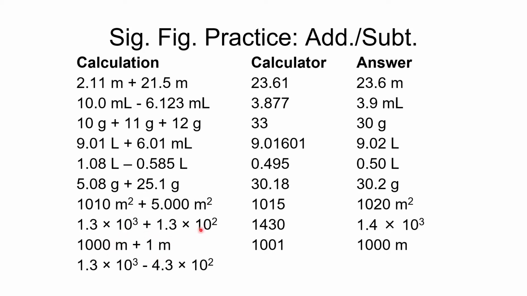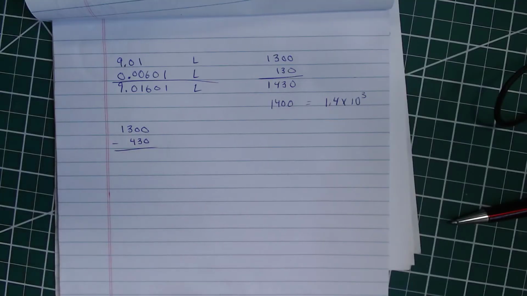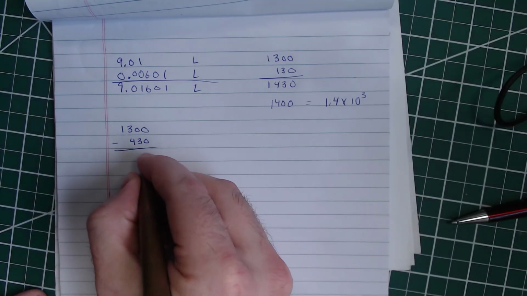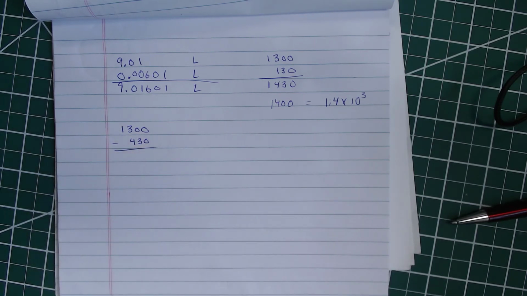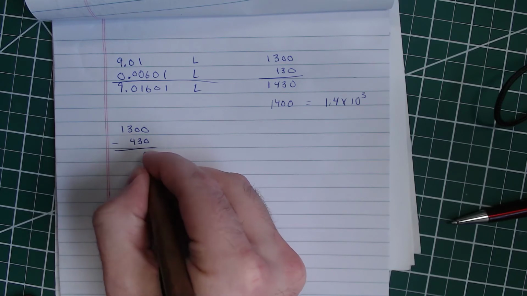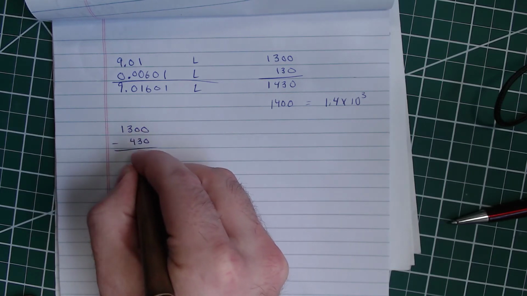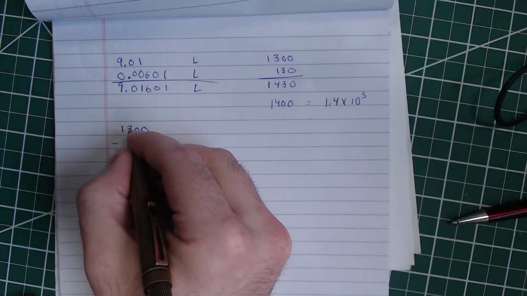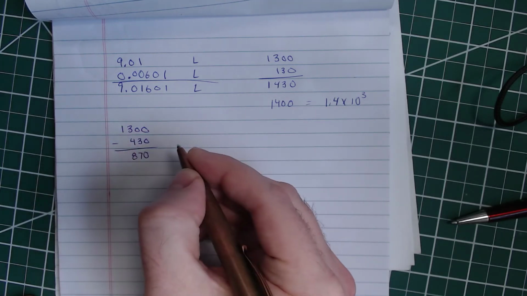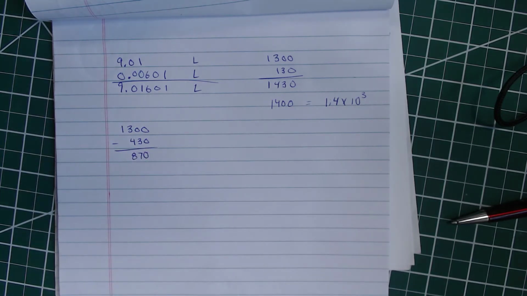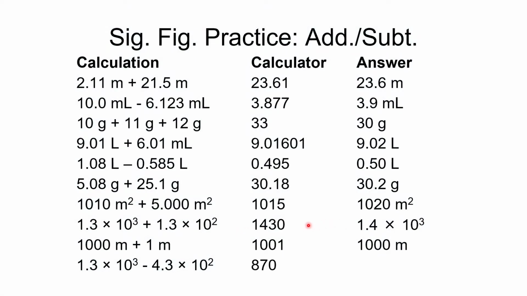All right, I've got one more, and this one is similar to the one that we had above. I'm going to write this number down. So 1,300, okay, and then 4.3 times 10 to the 2, that is 430. And this is a subtraction problem, so when we do our calculation, we'll get 0. We'll see, borrow there. This became a 2, and that will be 8. So 870 is our answer.